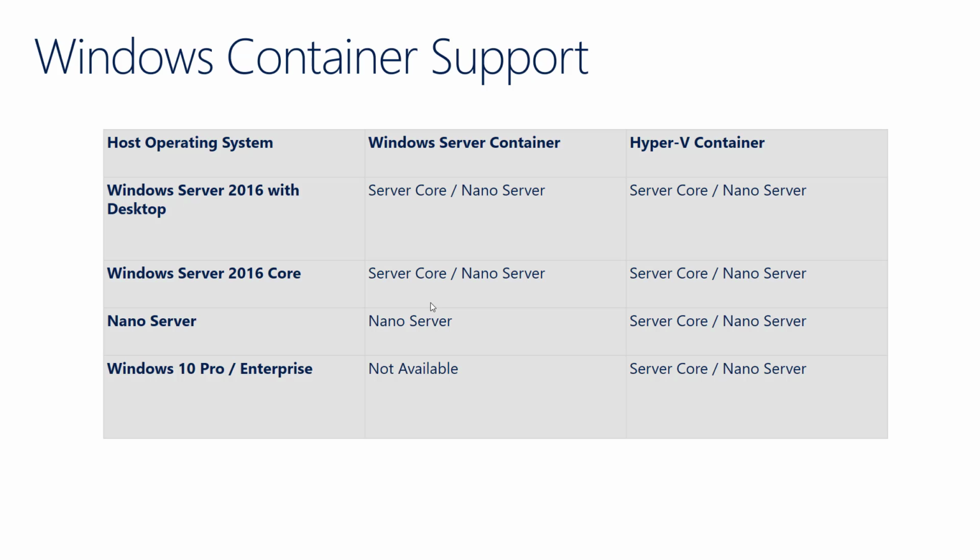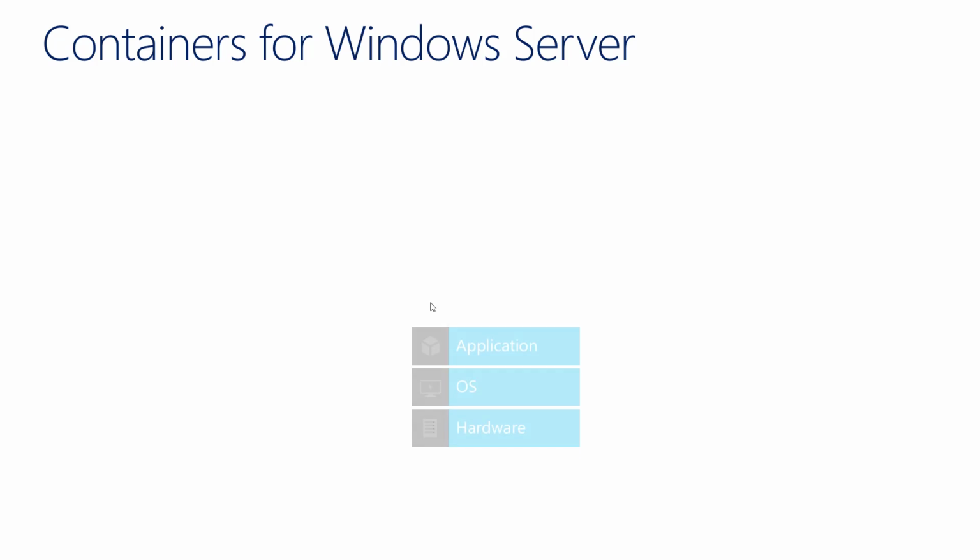Now, once we move across to the Hyper-V container story, what you can see here is that we can run Server Core and Nano Server across all of these, because once we start working with Hyper-V containers, we're basically providing more of that underlying platform for the containers to run on top of, and that will make a bit more sense after we go through the following slides.